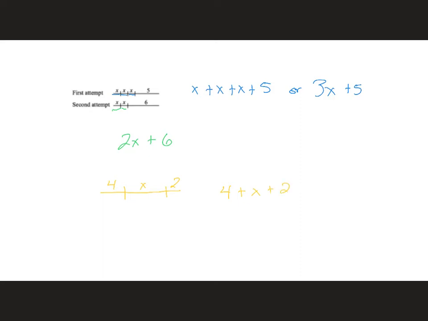The second way that I could do this is I could take my 4 and my 2 and combine them because those are both the same. So I could really have 6 plus x, or I could have x plus 6. Either one is going to be okay. And it's going to equal the exact same thing.